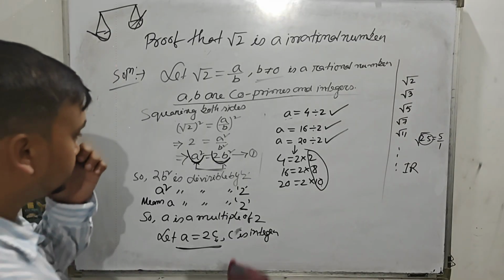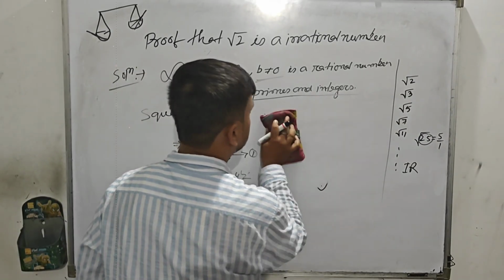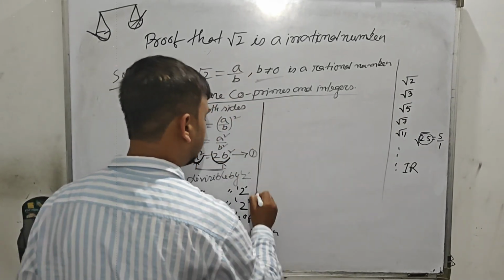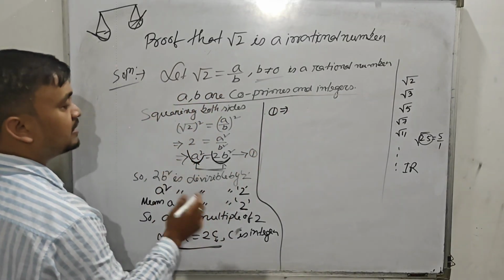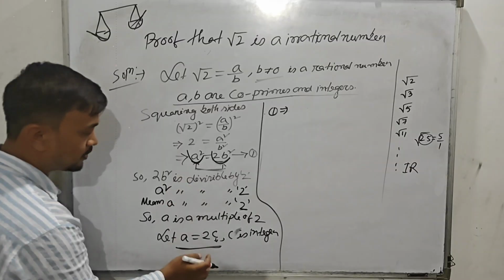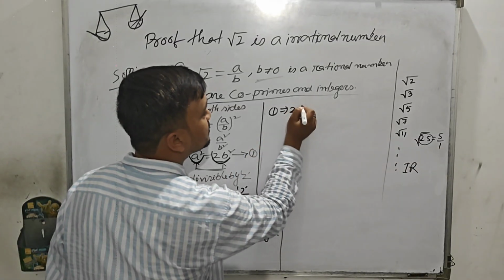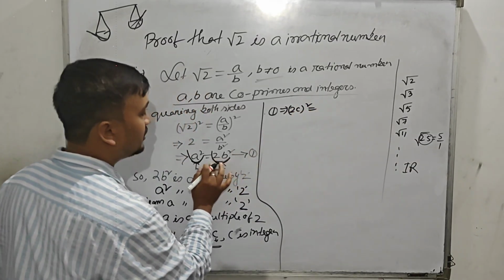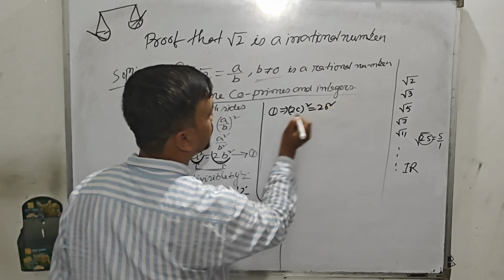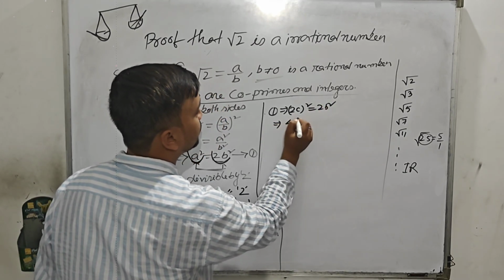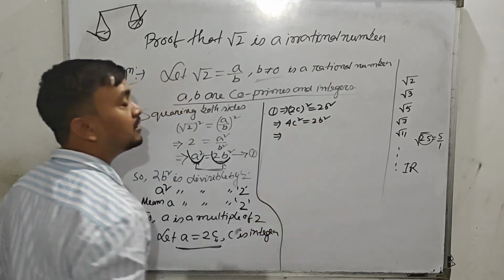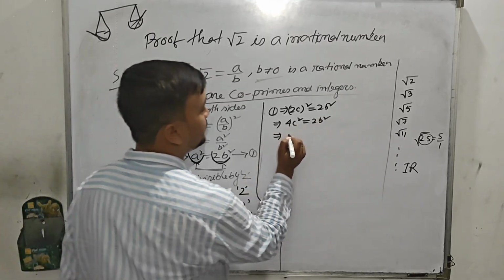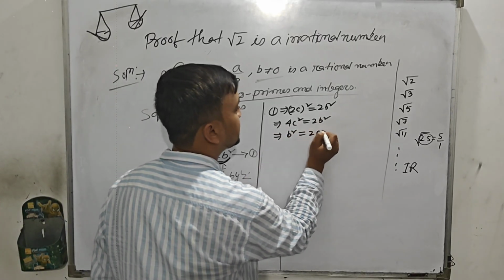I am erasing this, otherwise the space will fall short. Now check. Now equation number 1 implies, here you have a square. Substitute 2c for a: 2c whole square. On the right hand side I have 2b square. So this will be 4c square equals 2b square. Cancel 2 from both sides. It will give you b square equal to twice c square.